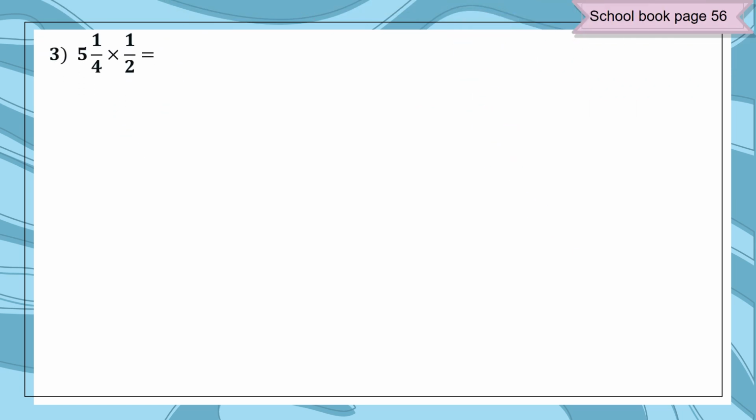Number 3, 5 and 1/4 times 1/2. 5 and 1/4 means 5 plus 1/4. So I will multiply 1/2 by 5 and 1/2 by 1/4. So the first bracket will be 5 over 2, and the second bracket will be 1 over 8.